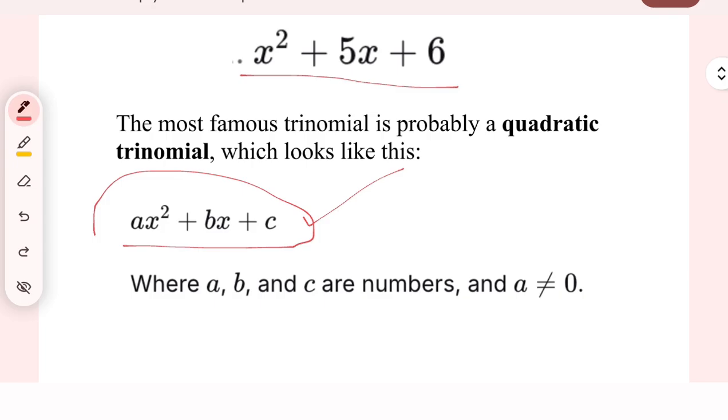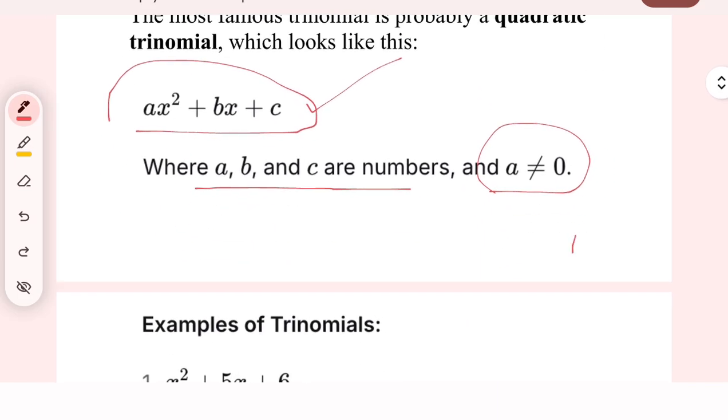And you know the formula, right? Minus b plus or minus the square root of b squared minus 4ac, divided by 2a. See, I've memorized that one. Even after all these years, I still remember that formula, and maybe you should too. You should memorize the quadratic formula. In this case, a, b, and c are numbers, and a must not be equal to 0. The first coefficient must not be equal to 0.